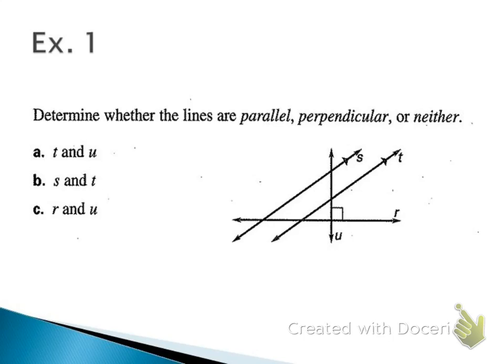So T and U. U is here, T is here. So is this a right angle right here? No. So they can't be perpendicular, but they do touch, so they can't be parallel, so what does it have to be? Neither. Very good.